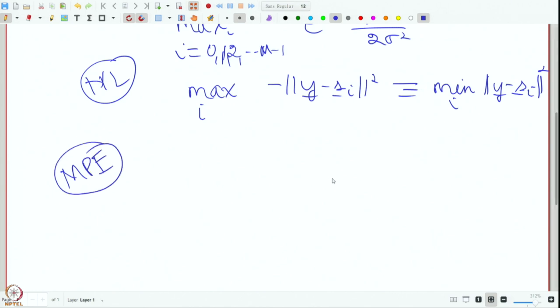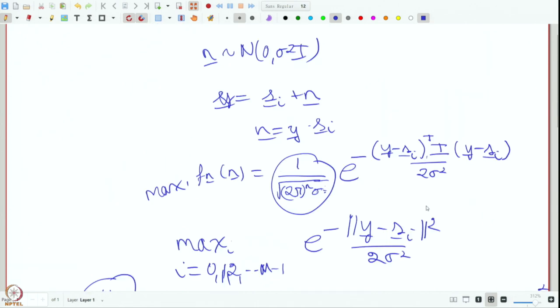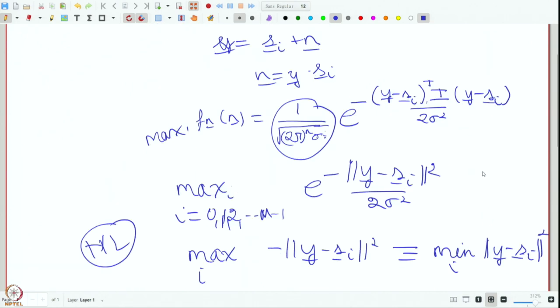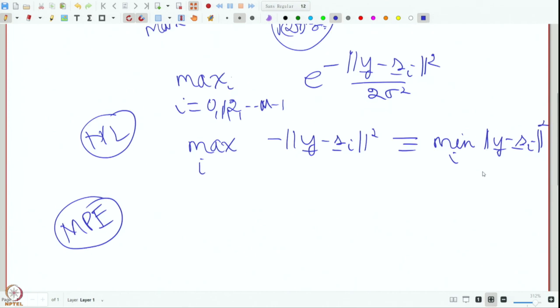For MPE, all you need to do is take into account the prior probability of what was sent. Without going into too much detail, I'm just going to write it as some constant times e power minus norm y minus si square by 2 sigma square times pi i, where pi i is the prior probability. That means if you have a higher probability of sending 0, let's say that your messages are 0 and 1, and the probability of sending 0 is 0.8 and the probability of sending 1 is 0.2, that is captured in pi i.